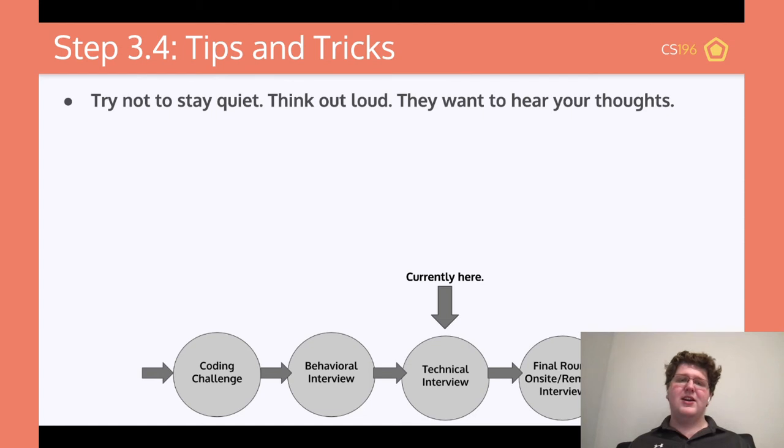Tips and tricks. Try not to stay quiet. Think out loud. They want to hear from you, right? An interviewer doesn't want to just sit there and watch text appear on a screen or you just writing stuff on a whiteboard, right? That's not engaging for the interviewer. They're just going to kind of space out eventually.